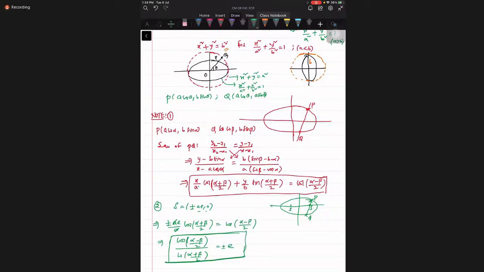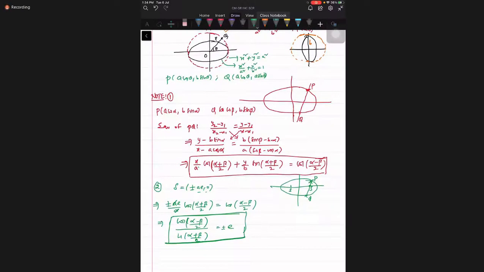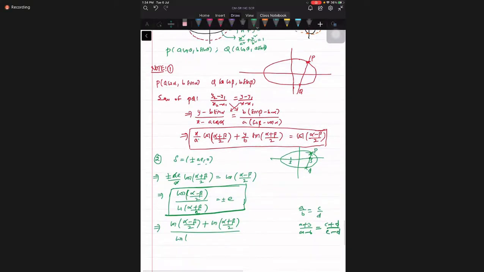Then how do we find the eccentricity directly? Follow componendo and dividendo rule. I think you all know this componendo and dividendo rule, students. a by b equals c by d gives (a plus b) by (a minus b) equals (c plus d) by (c minus d). Now apply that here.